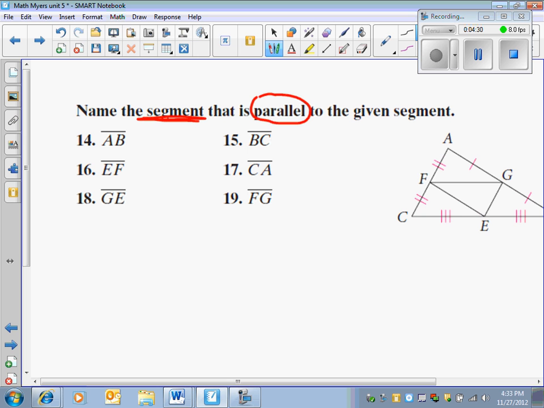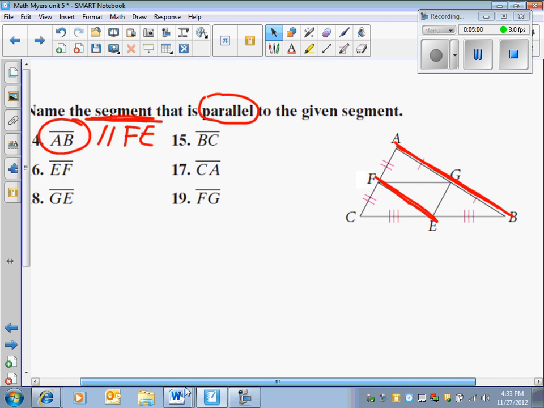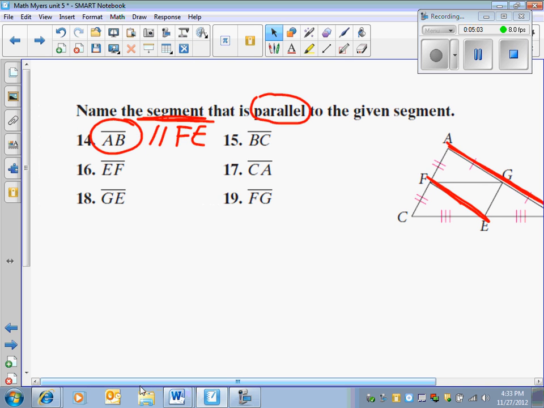Another thing that we worked on with section 5.1 is naming the segment that is parallel. It doesn't say anything else about an angle. It says the segment. So I want to look at number 14, and number 14 says, where is segment AB and who's parallel to segment AB? So I'm going to highlight segment AB. Clearly I can see that segment AB is parallel to segment FE. So I'll write parallel to segment FE. What you want to do with these problems is identify the segment and then find the segment that it is parallel to.